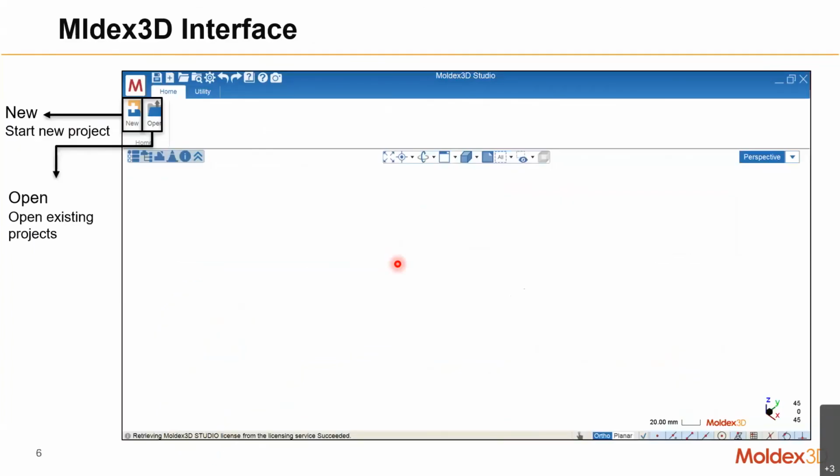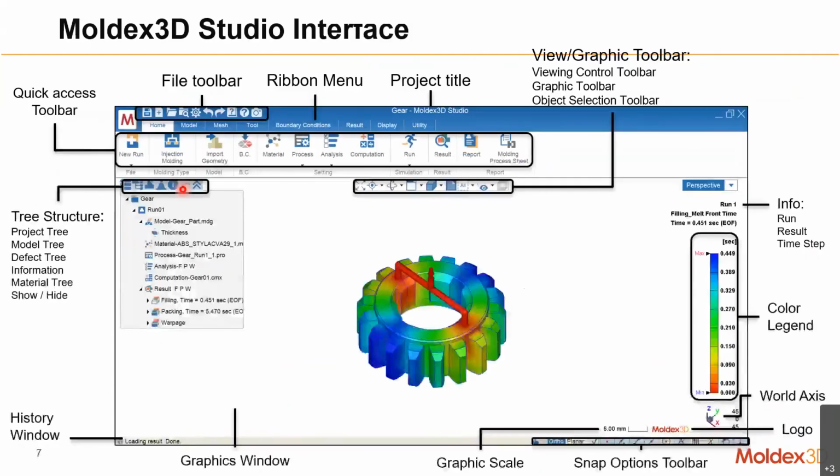Here, as you can see, the Moldex 3D Studio. When you open it, you will see two options on the left corner. One is start new project. If you're going to start a fresh project to work on, you can simply go with new project, create a new project and then start working. If not, if you want to work on an existing project which you have done before and you want to open it, you can go with the other tool, which is called open, and open the project.